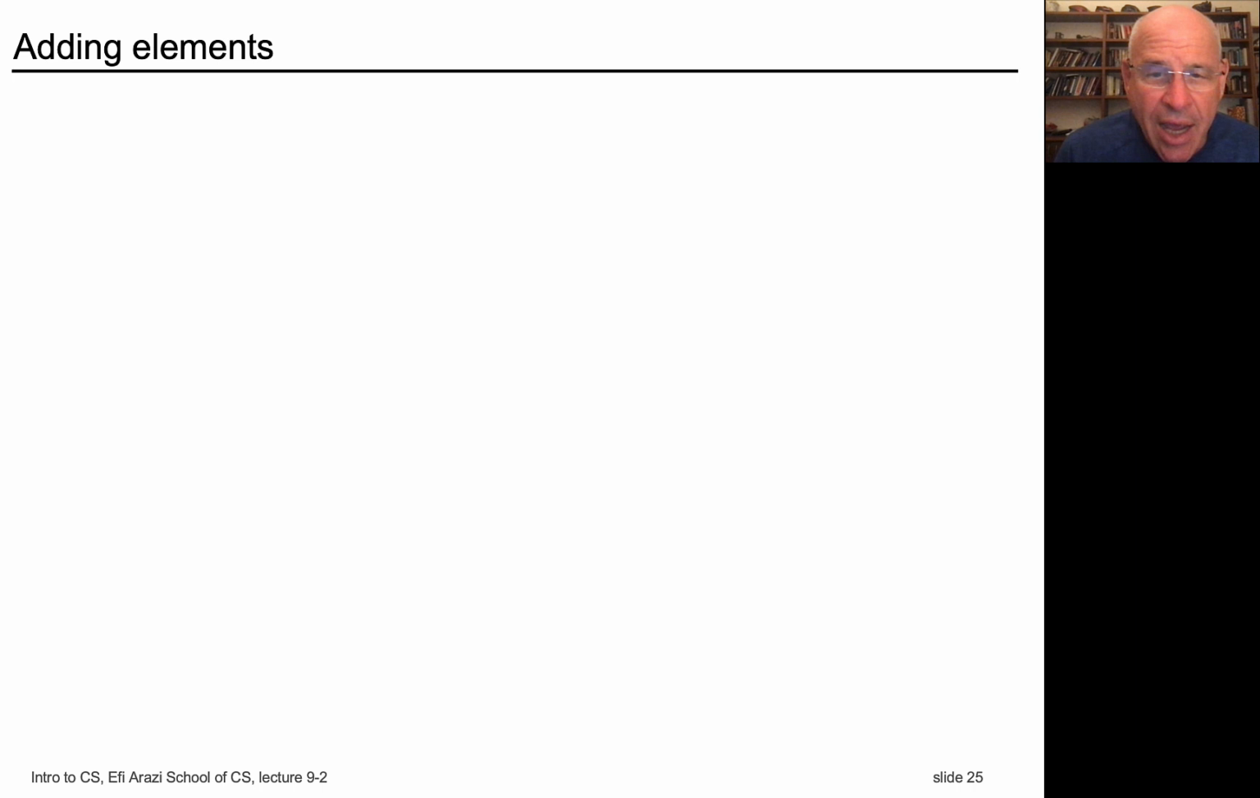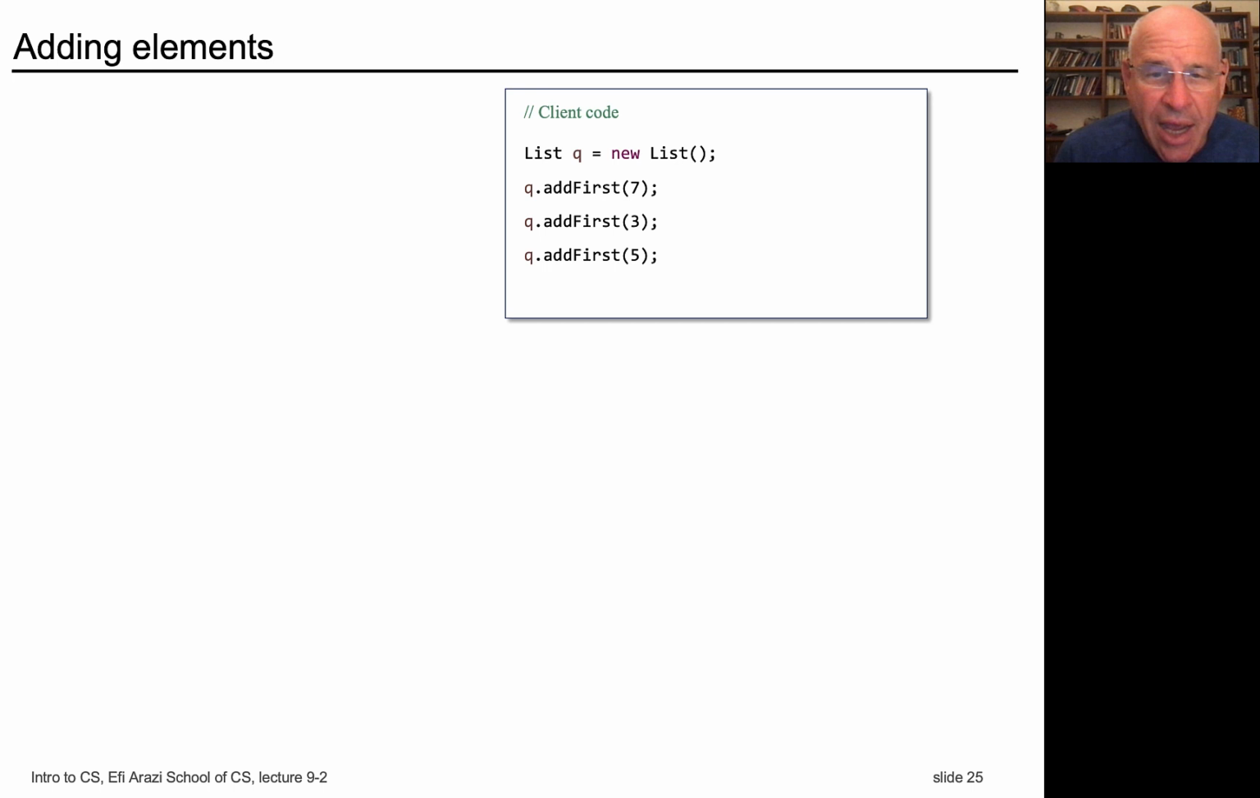All right, so the first operation that I want to support is adding elements to the list. Here's the client code. I created an empty list. Actually, remember, a list that contains a dummy. And then I say add 7 as the first element of the list, and then add 3 as the first element, and then add 5 as the first element. So let's look at the list before I added 5. Before I added 5, I have 3 and 7, and it begins with this dummy node. Right? So this is before adding 5.